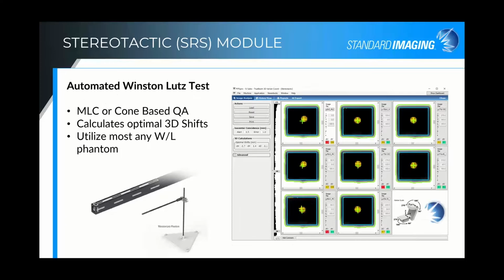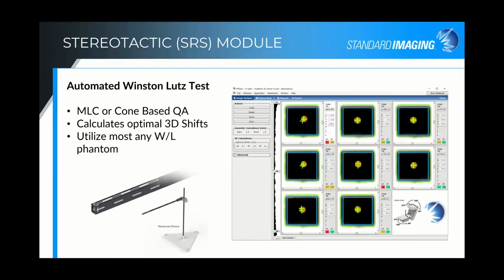Our automated Winston Lutz test can utilize either the MLC-based stereotactic modules, or a cone-based system if you prefer. Obviously, the square fields on the right are MLCs, but it will calculate those optimal 3D shifts. Basically, you bring in up to 8 images. The more images, the more detailed and precise the calculation will be for the 3D. The green square is the software detecting that radiation field edge, and then the green crosshair is your radiation center. The yellow crosshair is its detected center of the ball marker.